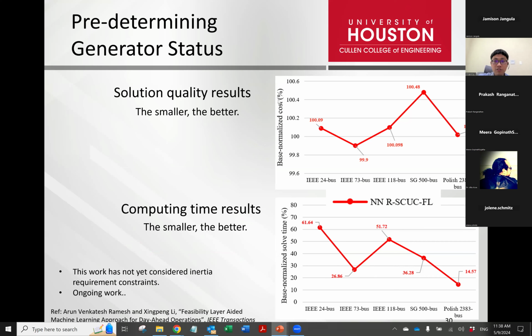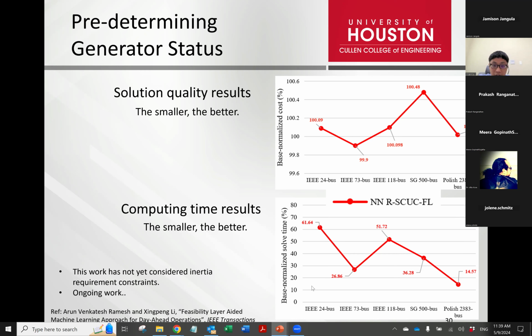This is some results with this strategy. The first figure shows the normalized cost. Okay, it's normalized upon the traditional SCUC objective function. So we tried this strategy on five different systems, starting from a small system, a 24 bus system, and also a large system like the Polish system with over 2,000 buses. So you can see the objective values are all around 100%. Okay? That means the solution quality does not change.